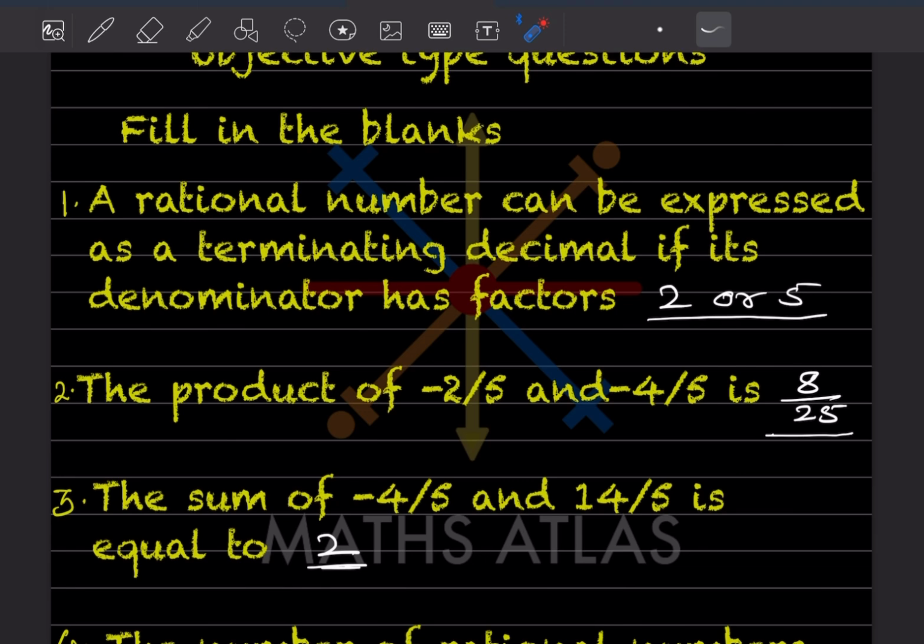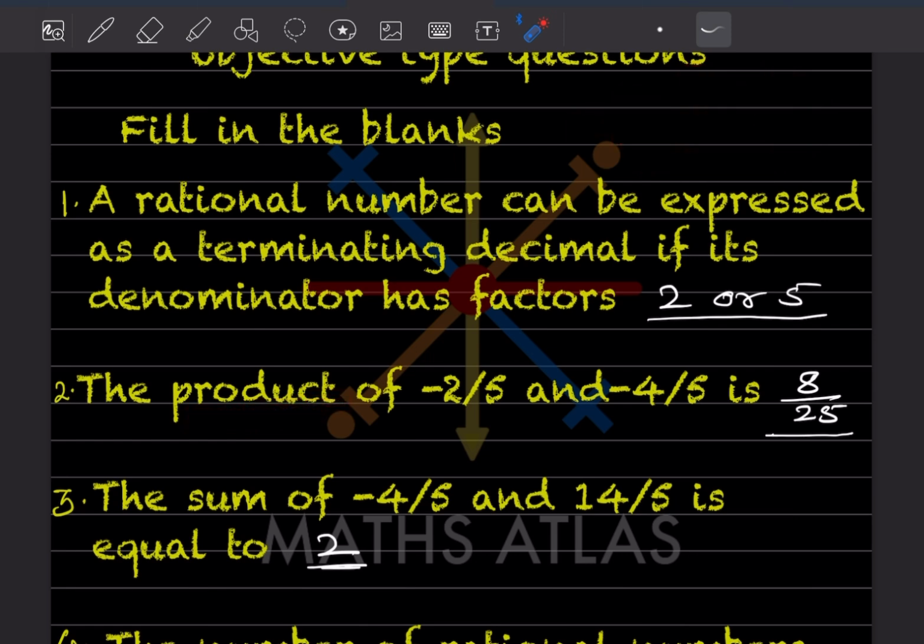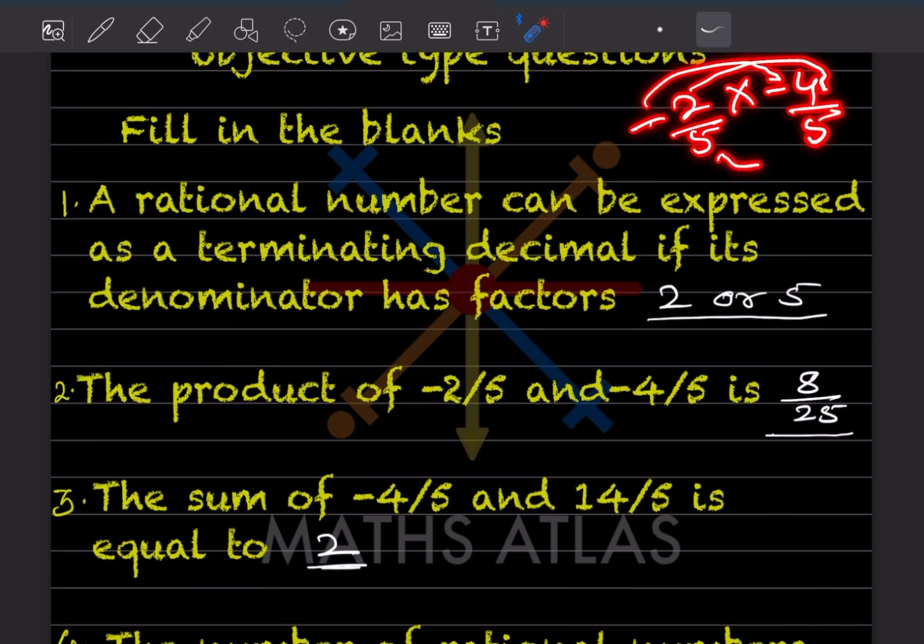So the product of minus 2 by 5 and minus 4 by 5 is, so now product means you have to multiply. So you write here minus 2 by 5, multiplied by minus 4 by 5. So in multiplication, what you have to do, even if the denominator is the same, if it is plus or minus, you keep the denominator same because that is the LCM. But here you have to multiply the denominator as well. So this is very important. So minus and minus becomes plus, 4 2s are 8, and this will be 25. So that will be positive 8 by 25.